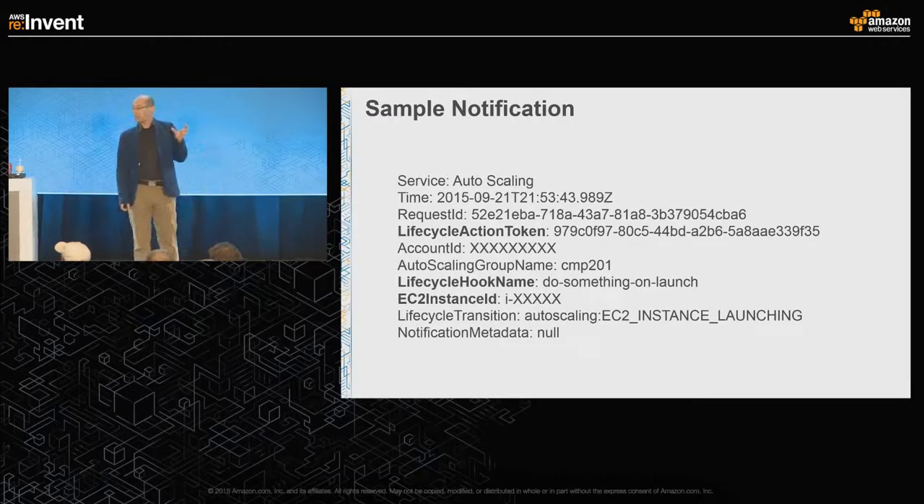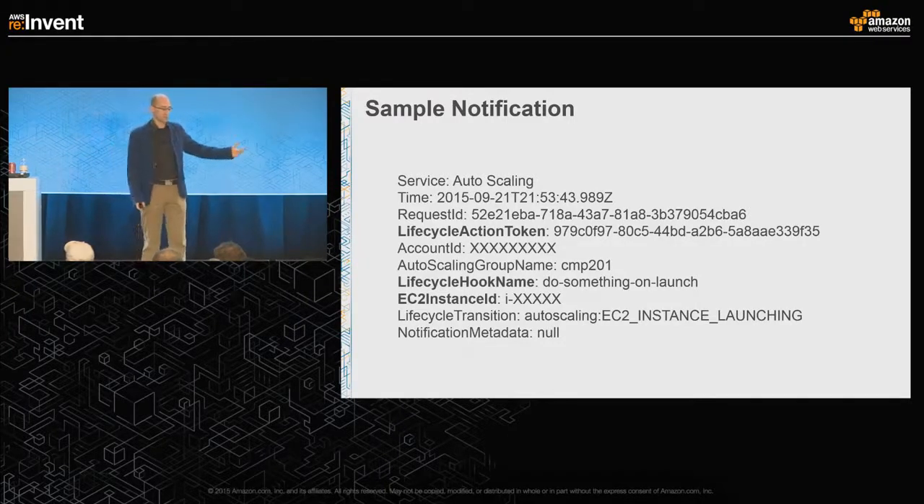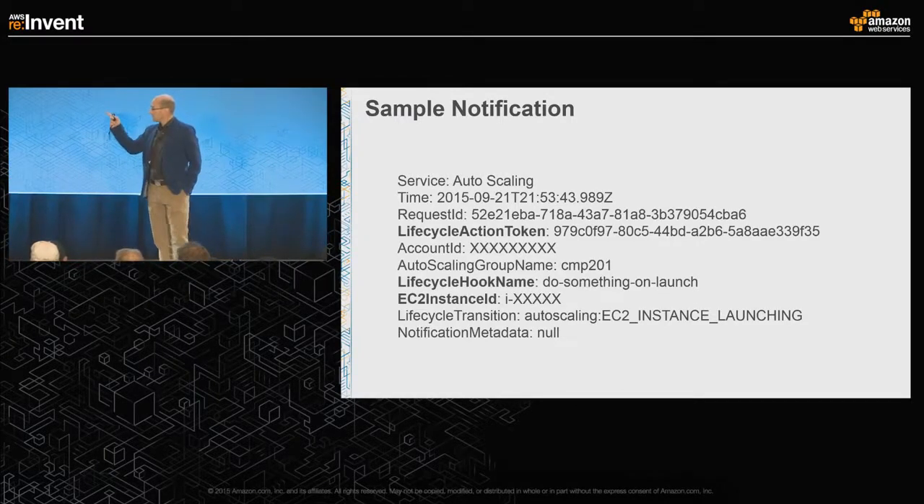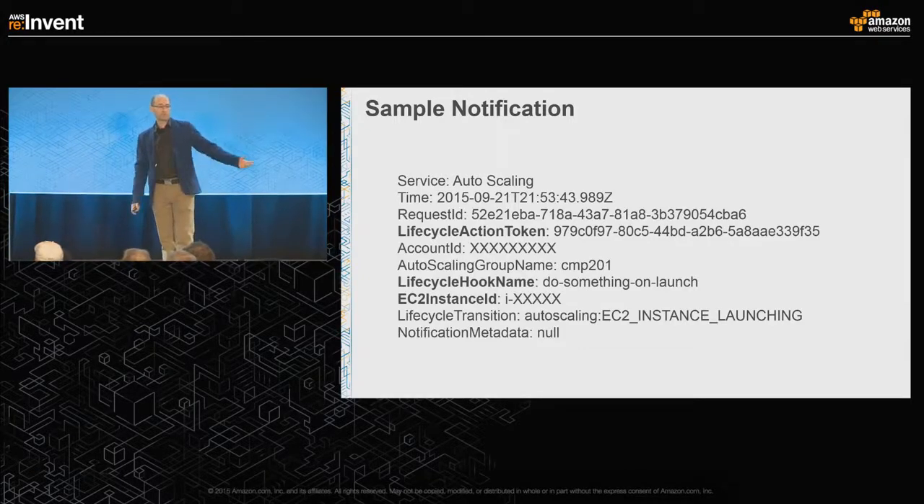And it tells you which lifecycle transition you're in right now. In this case, it's launching an instance versus terminating. So you can use the same hook for both if you like. And an important thing here is the lifecycle action token. This is basically a unique ID which you need to pass back to the autoscaling group whenever you want to continue or abandon the process.